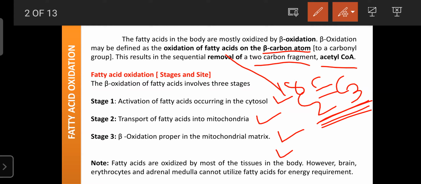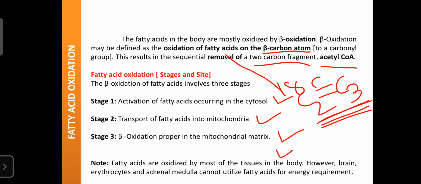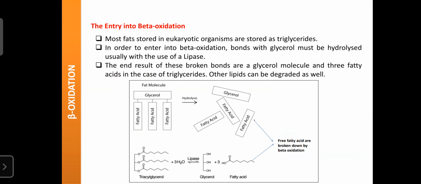The brain mainly depends upon glucose metabolism, and erythrocytes mainly depend upon lactate. So these are the three sites where the energy does not come from fatty acid oxidation. Next, we can discuss how the fatty acids enter into beta oxidation.